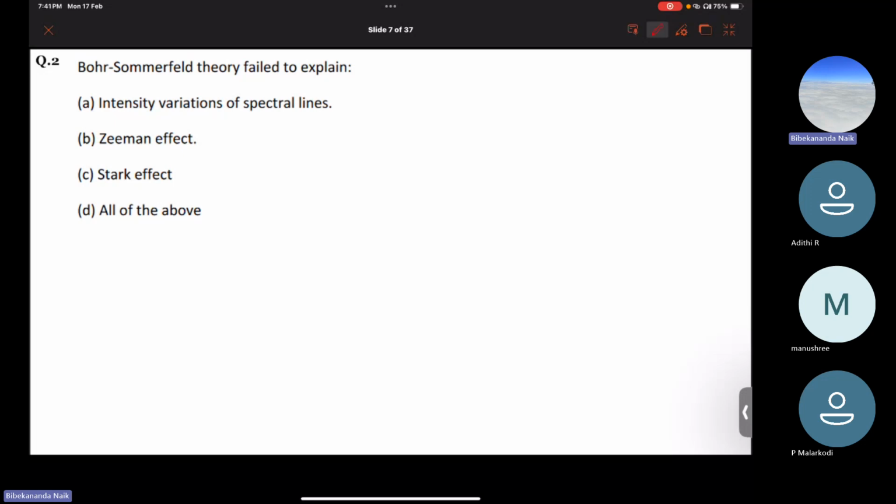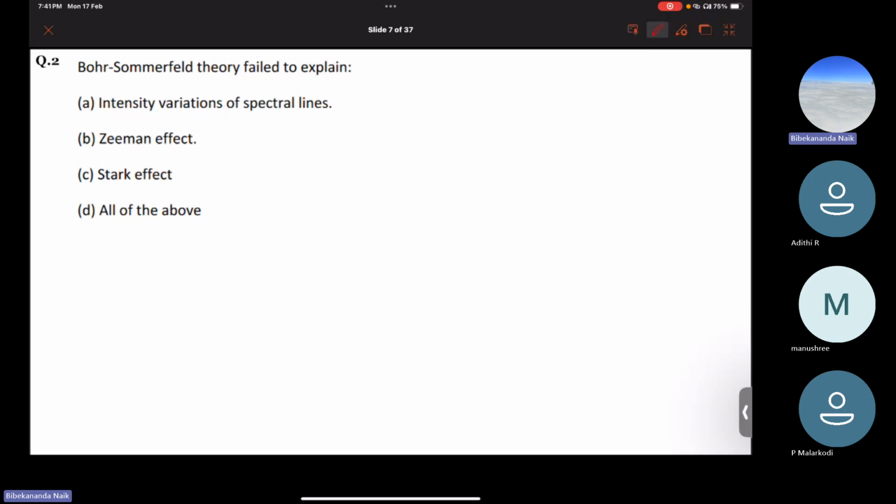Under weak magnetic field, the splitting will be different, and under strong magnetic field, the splitting will be different. So all these things come into the picture once we start talking about the magnetic moments. There are two magnetic moments: one is due to orbital motion, another due to spin motion. All these things were not discussed in Bohr-Sommerfeld theory.